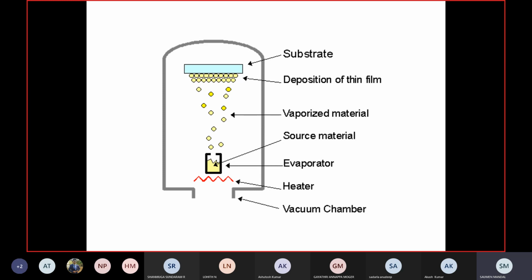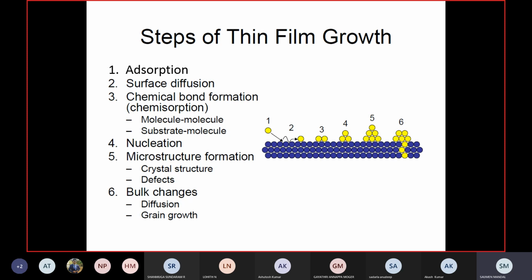Now I'll come to the processing in detail: the steps of thin film growth. This part is very important. There are 6 different stages, so let's understand one by one what is happening in thin film growth.